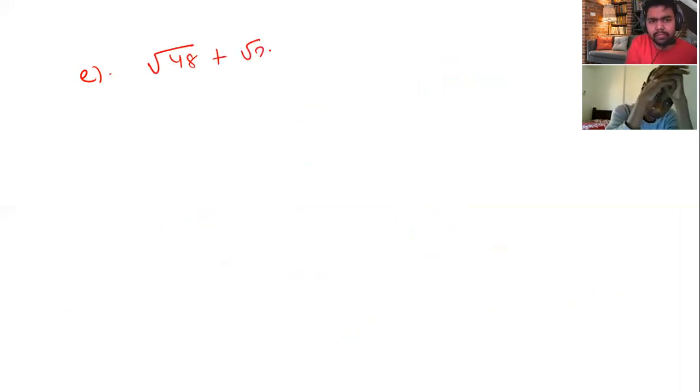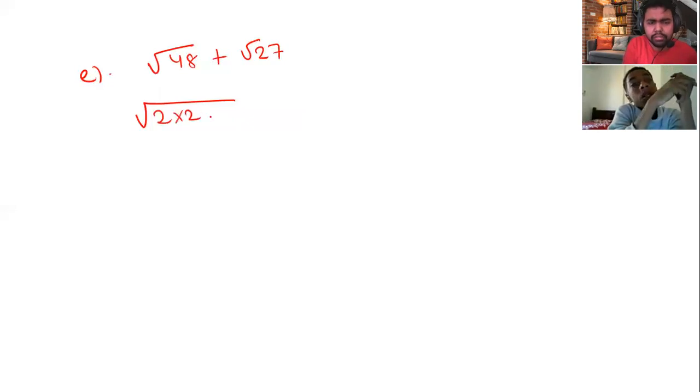What is question number E? We have root 48 plus root 27. First of all, try to factorize 48. How can you factorize 48? See, in my mind, 2 twos are 4, 4 threes are 12, and 12 fours are 48, right?